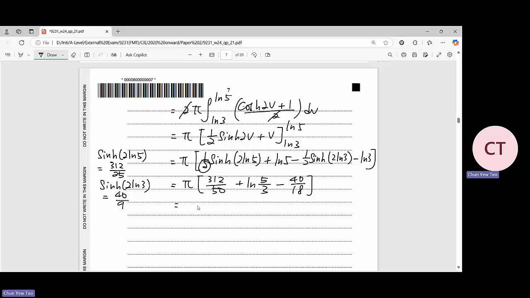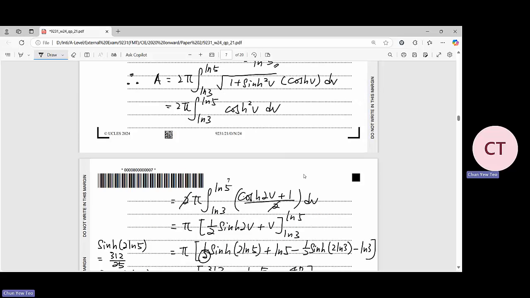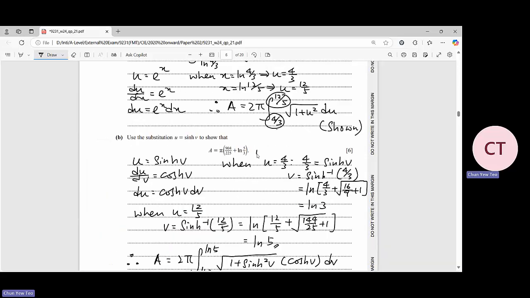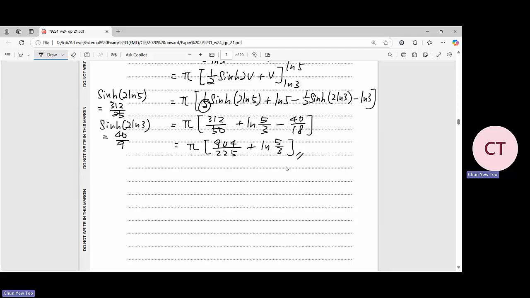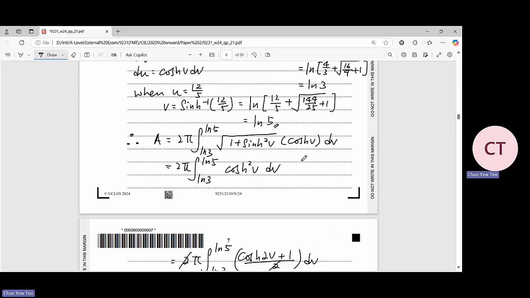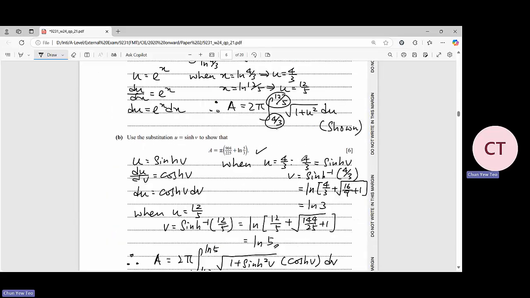Okay, so now press the calculator, simplify it, and you will get this answer as 904. Combine these two fractions to become one, just by pressing the calculator. Then you get 904 over 225 plus ln 5 over 3. Done. That's it. Shown. So we need to show the answer here. Okay, so this will be the answer for question number 3B.